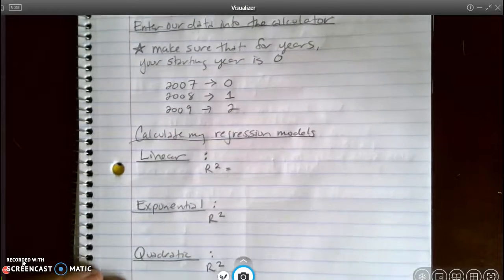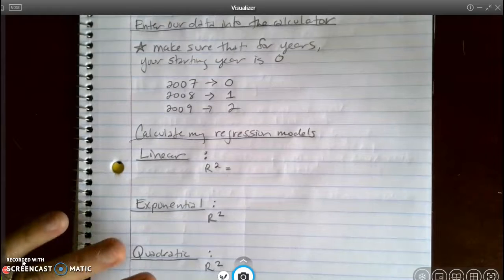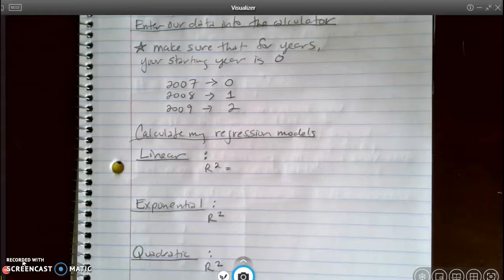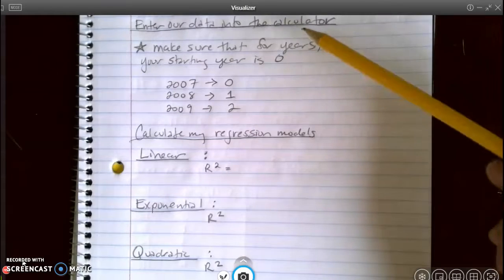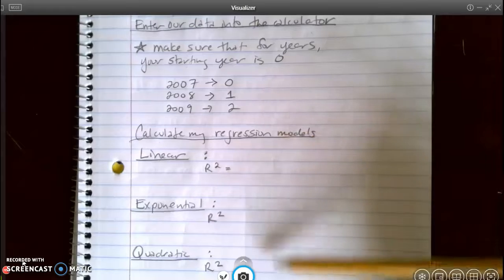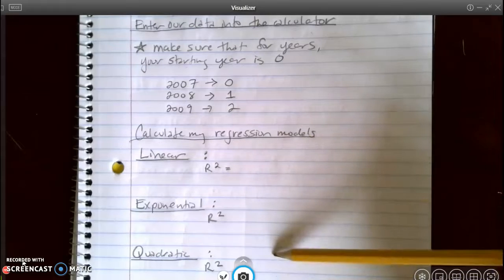Again, right now I'm taking notes. This is not my final product. This is the notes that I need in order to calculate them. So, in order to do the final project, I have to take these notes. So I've entered my data in the calculator, I've found all my regression models and my r squared values.